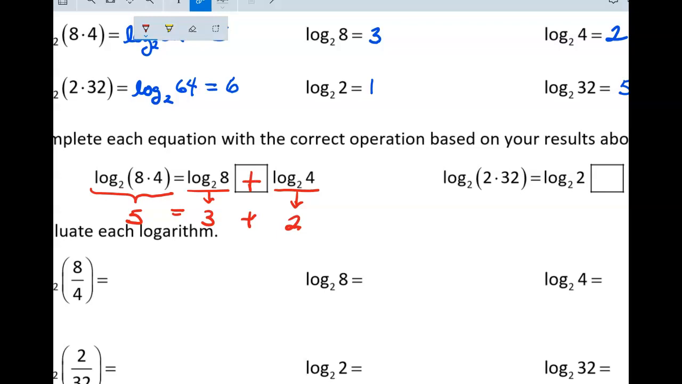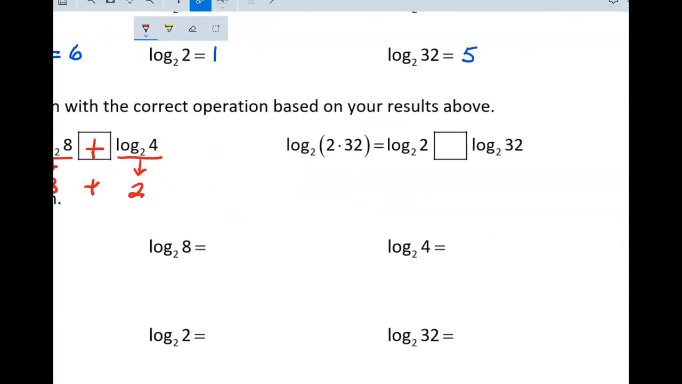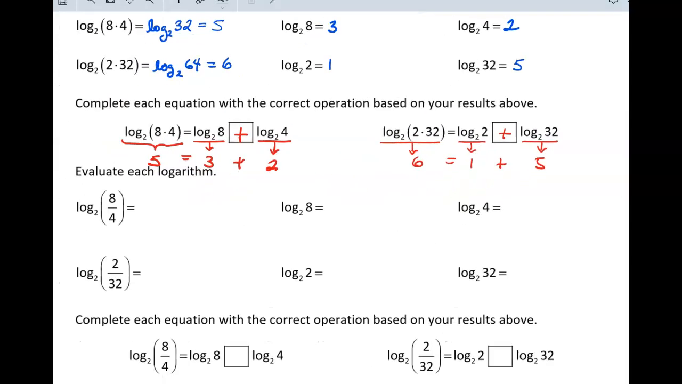All right, let's take a look at the second group of related logarithms. Log base 2 of 2 times 32 is equal to 6, so 6 equals log base 2 of 2, which is 1, and log base 2 of 32, which is 5. Again, I think we can argue that there should be a plus there. And there's a reason for this.